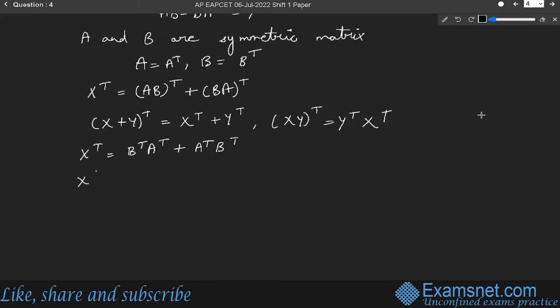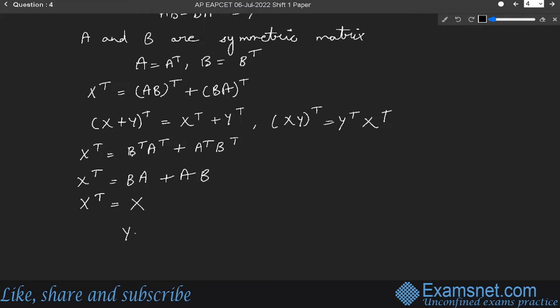So it can be written as X transpose is equal to, we know that B transpose is equal to B because B is a symmetric matrix. So it will be B. A transpose will be A plus A and B. So we can say that BA plus AB is equal to X. So X transpose is equal to X only.